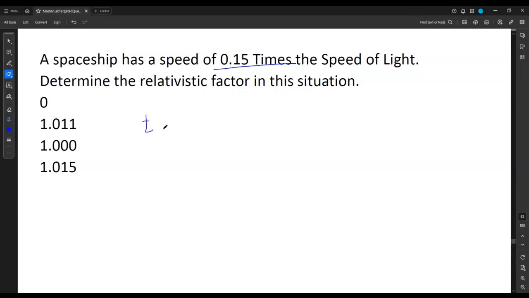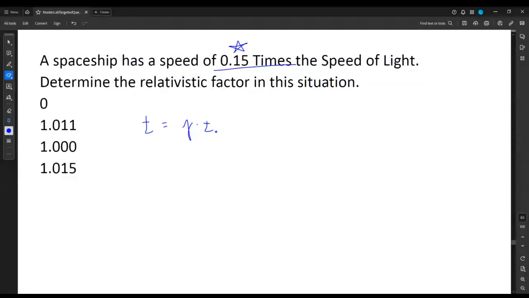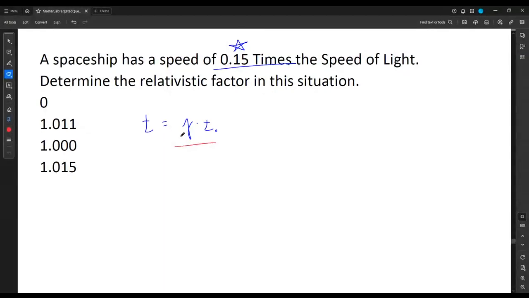So t equals gamma times t0. Remember, observed time and proper time. Because I know those two things, because we've already seen this number, I can use that as a little bit of a shortcut. Otherwise, we're just running through and finding gamma manually like we did in the last question. But I can find gamma by rearranging the formula just slightly. If I want that symbol by itself, I'm going to divide by t0. And so gamma is t divided by t0.